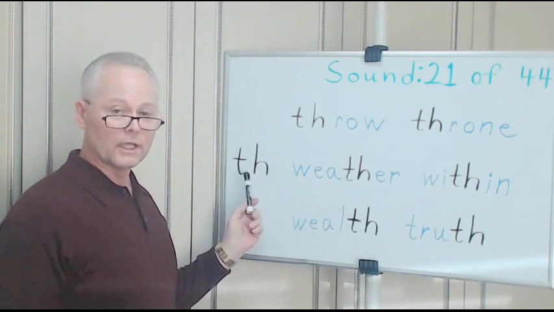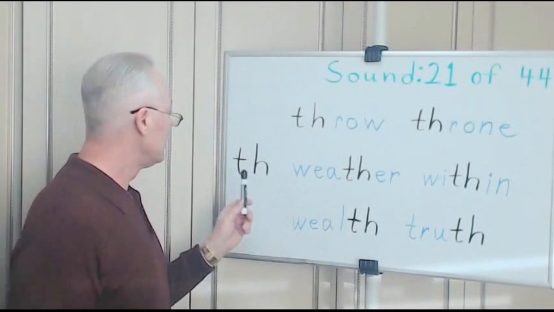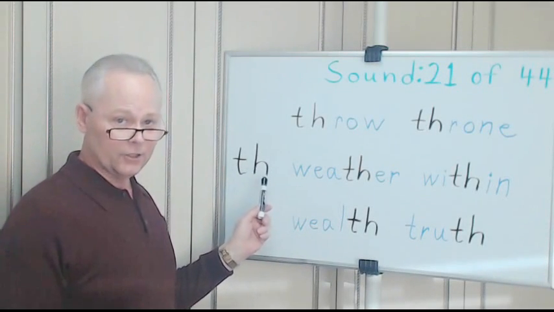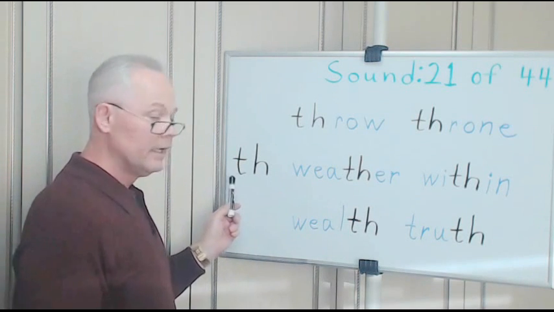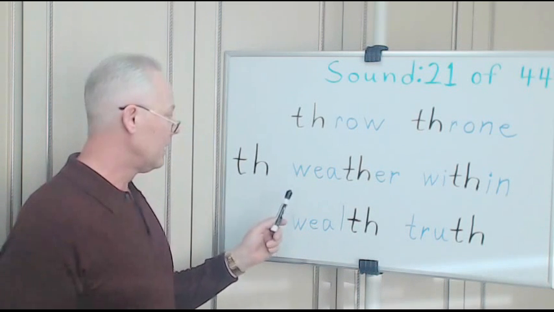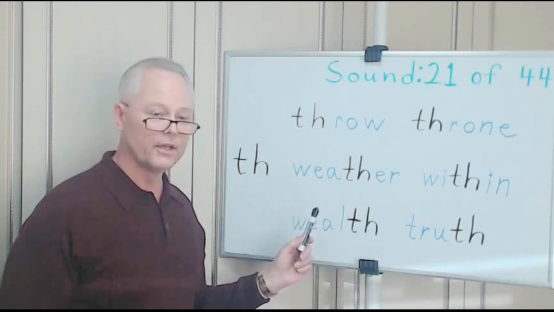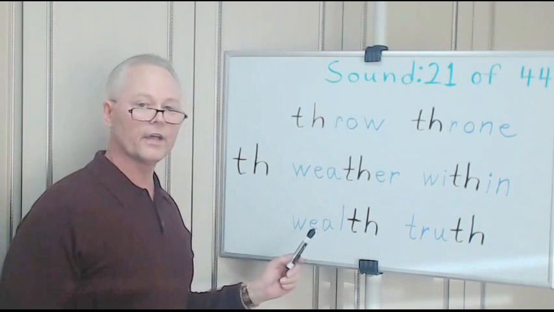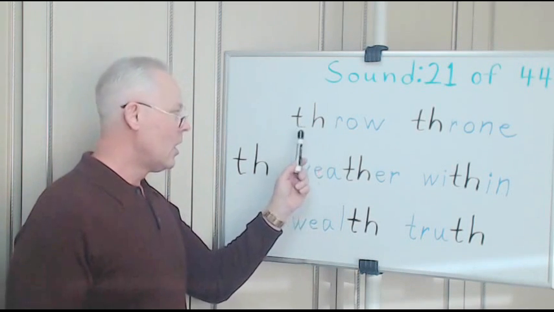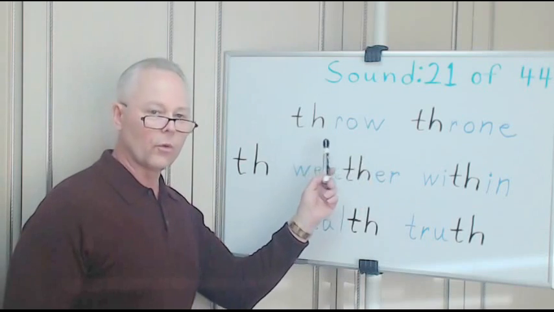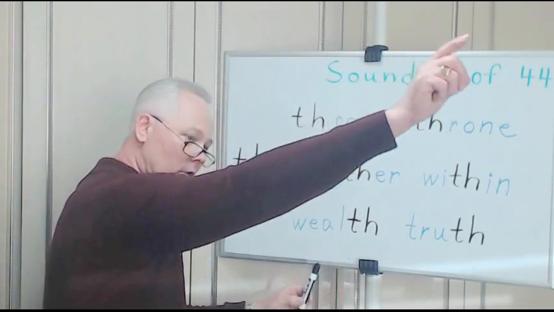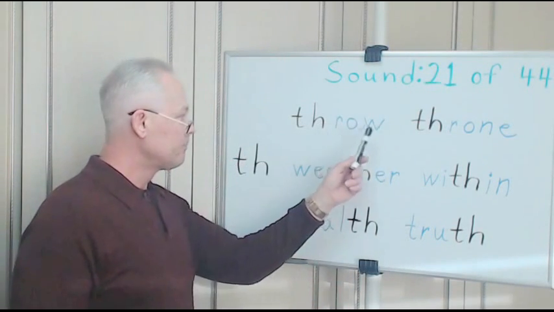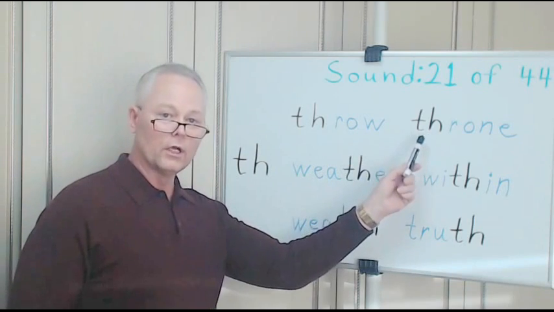Sound 21 of the 44 sounds of American English. We have a two-letter combination, T-H. What sound does T-H make? How about th? As in the word throw. Like you're going to throw a ball. T-H, thr.